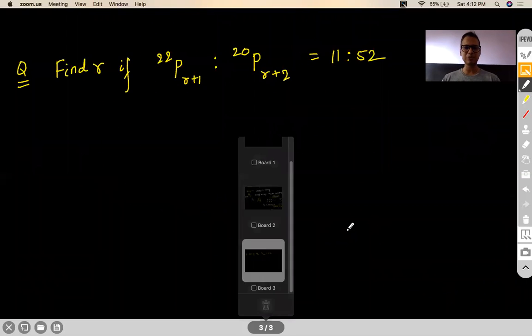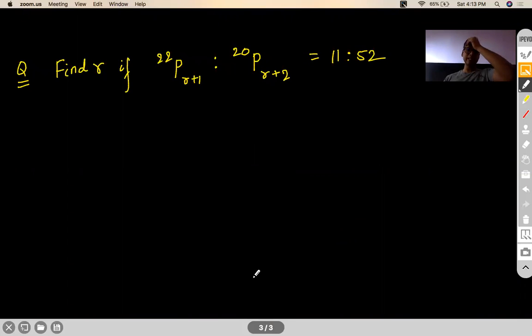All right, so come back to this question. Find r if 22Pr+1 is to 20Pr+2 is 11 is to 52. The count has increased in the number of students. Anybody who has just now joined in, kindly let me know your name, else it'll go as an absent in your class, because I have just taken attendance. You can just privately message me that I joined. Anybody who just joined 5 seconds back?